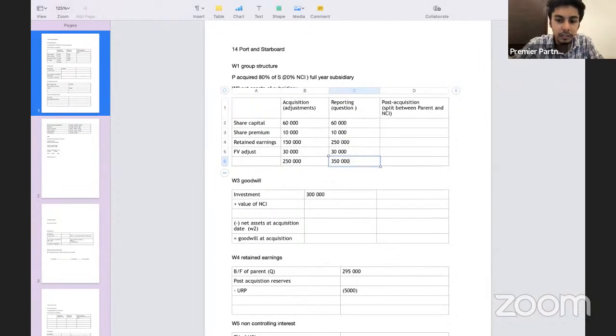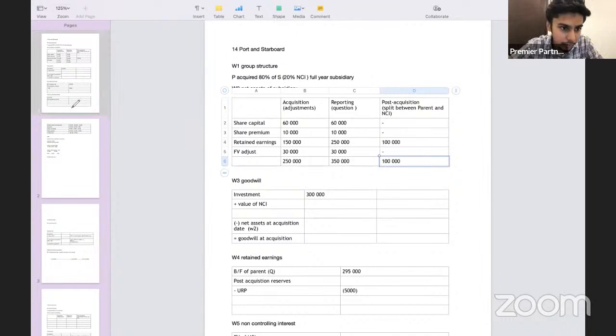60 to 60, there is no difference. 10 to 10, there is no difference. 150 to 200, there is a difference of 100,000. 30 to 30, there is a difference of 0. 250 to 350, guys, there is a difference of how much? 100,000. Done. Now, guys, what we need to do?